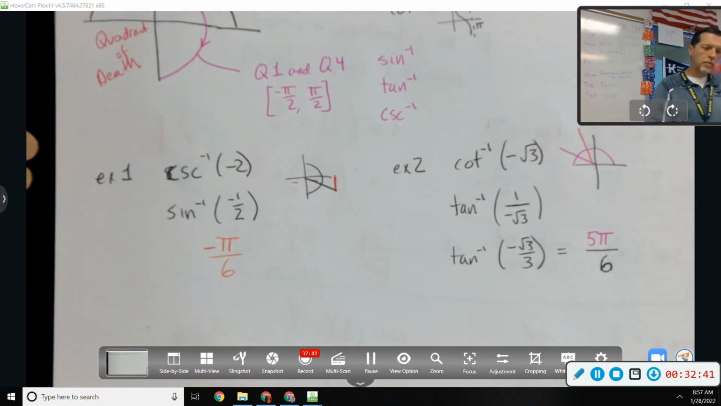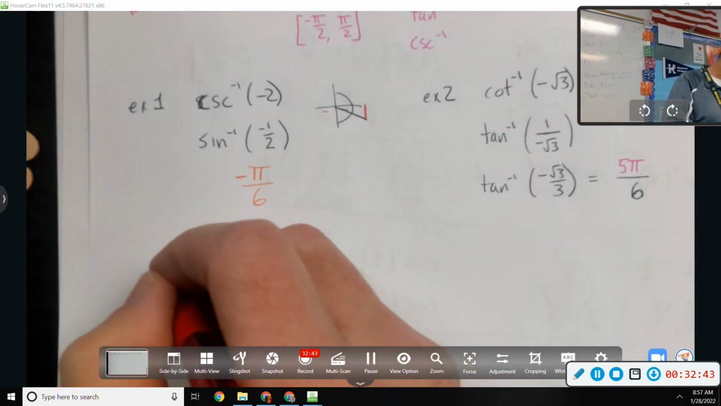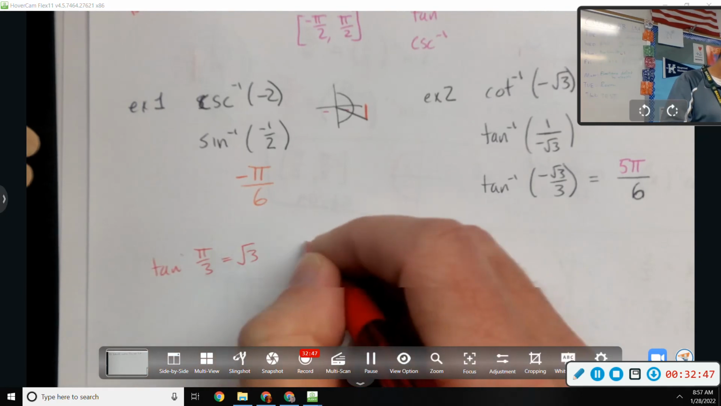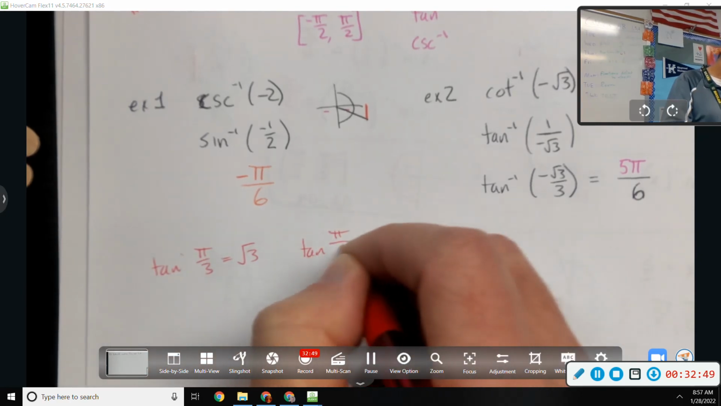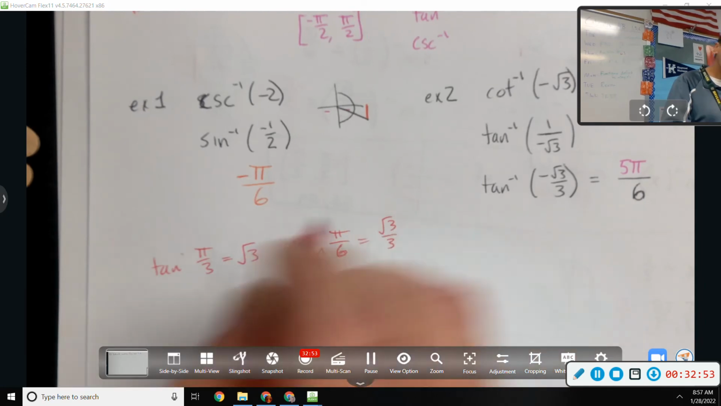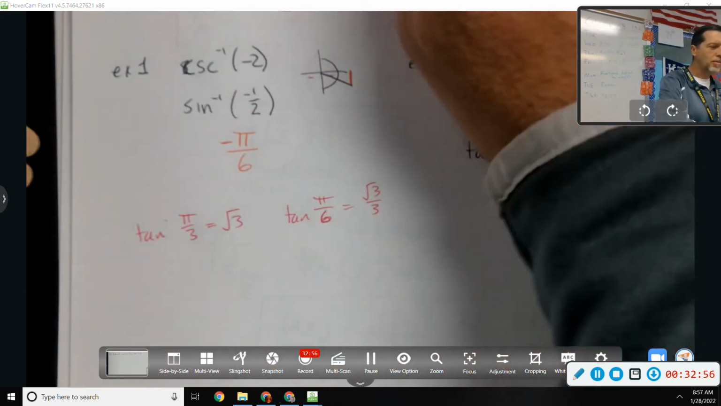By the way, here's the tangent trick. The tangent of pi over 3 is root 3. The tangent of pi over 6 is root 3 over 3. Some of you are going to want to shoot me because I didn't show you this earlier.